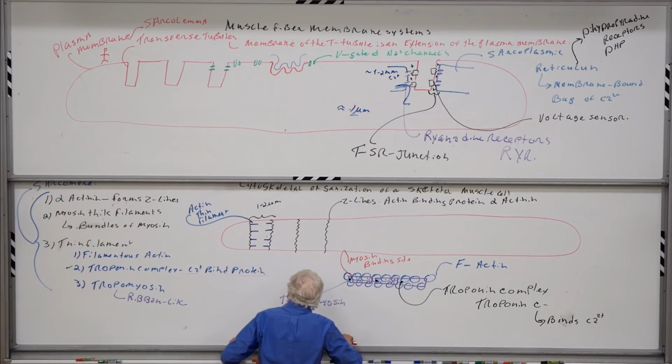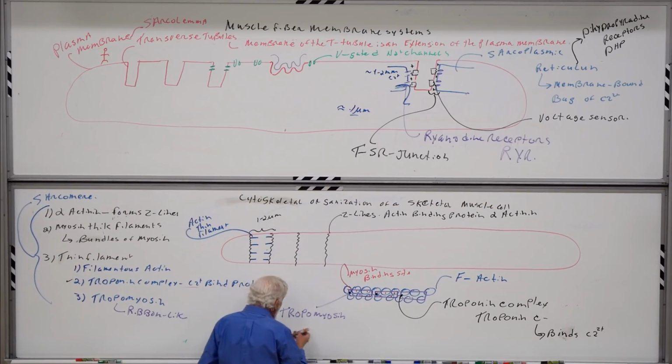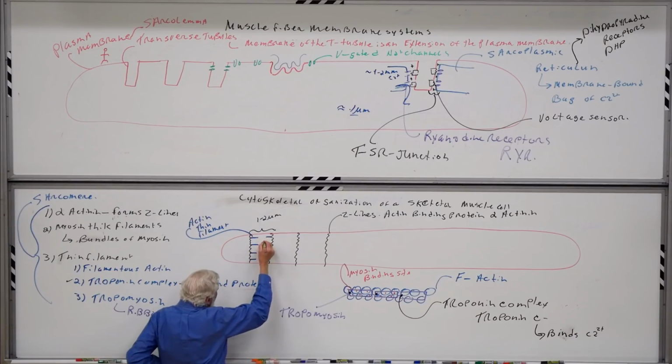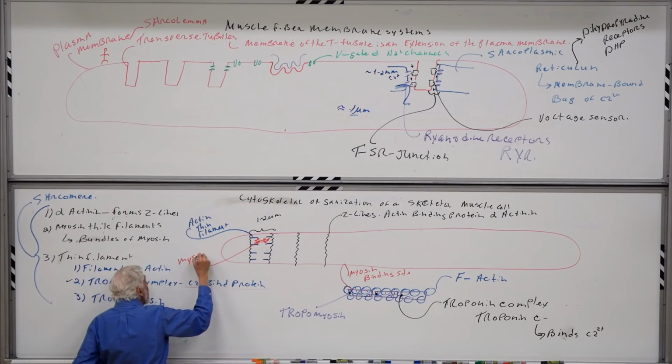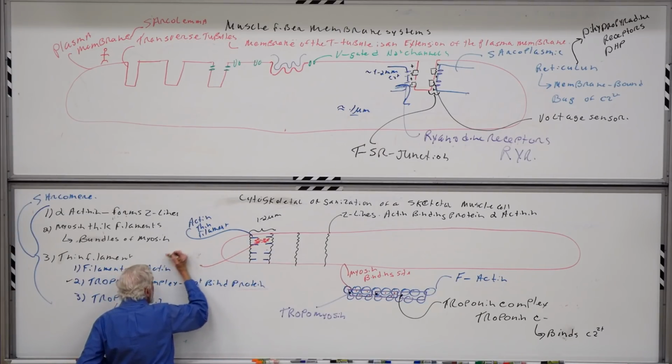Now let's go back up here, and I want to put the myosin bundle in. The myosin bundle is shown here with the myosin heads reaching out. So this is the myosin thick filament.